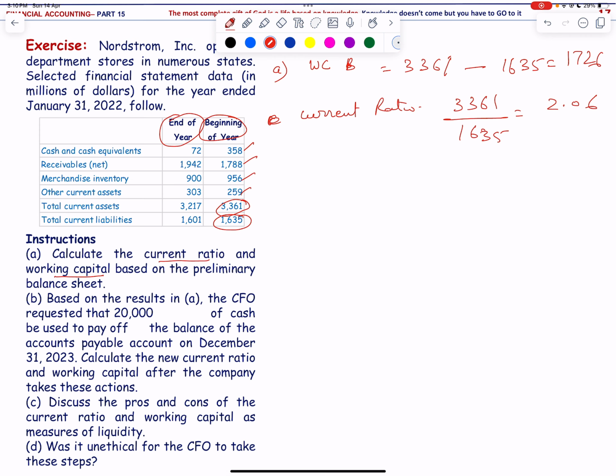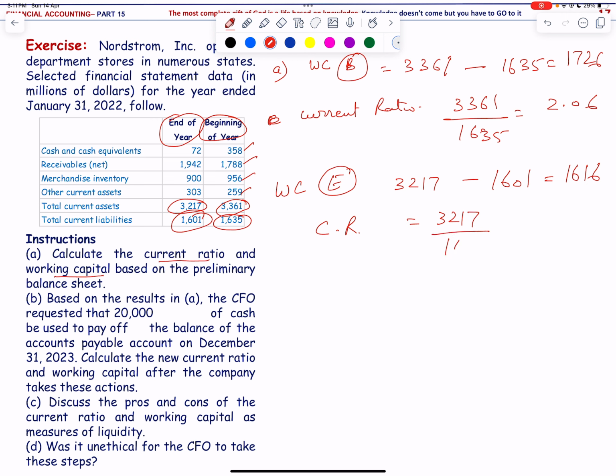Now, this was for the beginning, and we are now going to go for the end. So once again at the end we have the current assets 3,217 minus current liabilities 1,601. So this is equal to 1,616, and then the current ratio will be 3,217 divided by 1,601, that is equal to 2.01. We move on to number B.